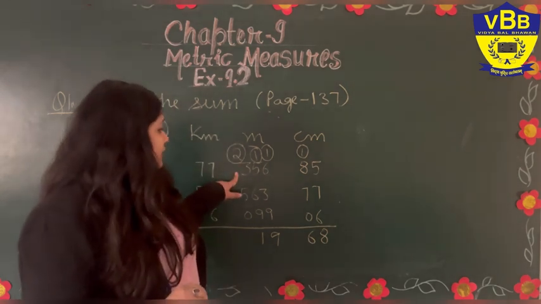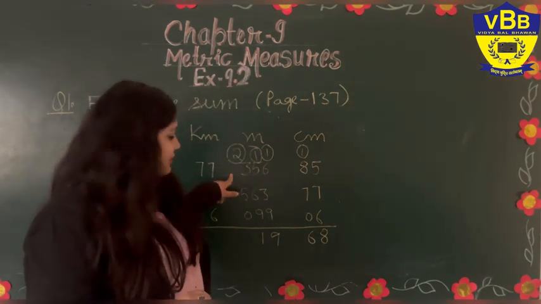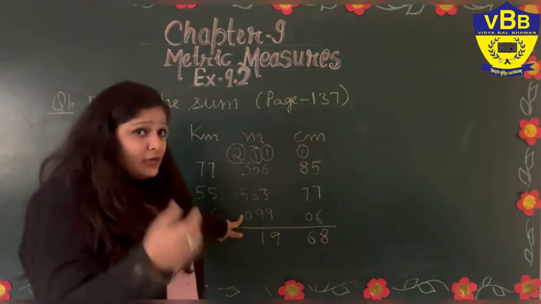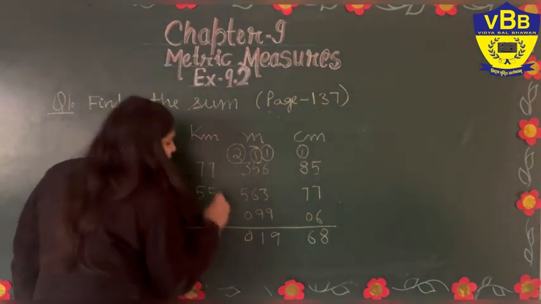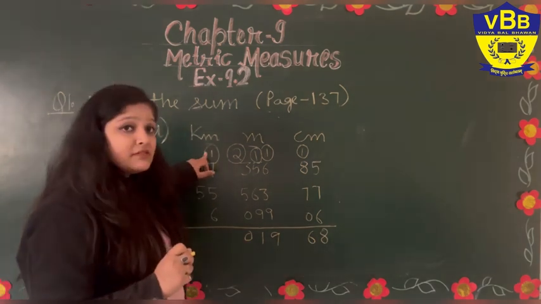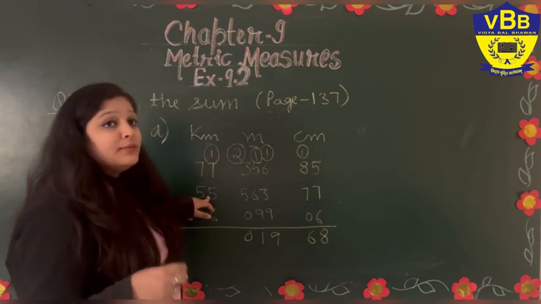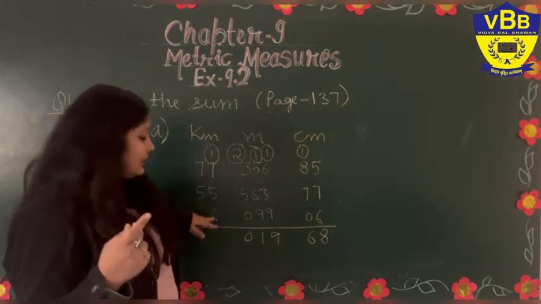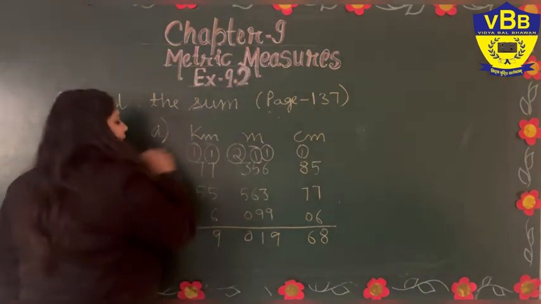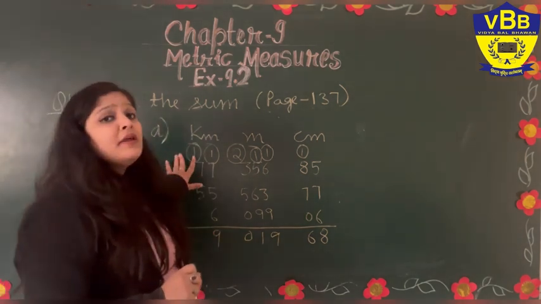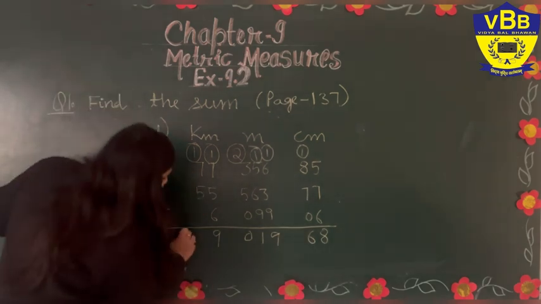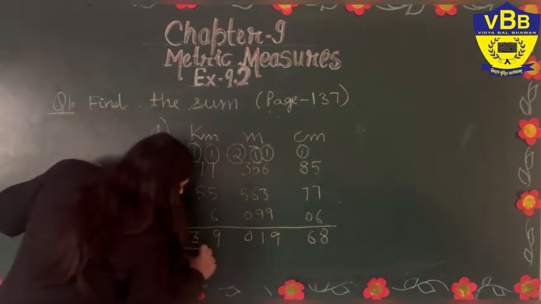Now next. 2 plus 3, 5. 5 plus 5, 10. 10 plus 0, 10. So we will write 0 here and 1 will be carried forward. 7 plus 1, 8. 8 plus 5, 13. 13 plus 6, 19. So we will write 9 here and 1 will be again carried forward. 1 plus 7, 8. 8 plus 5, 13. So we will write 13 here because there is no number.